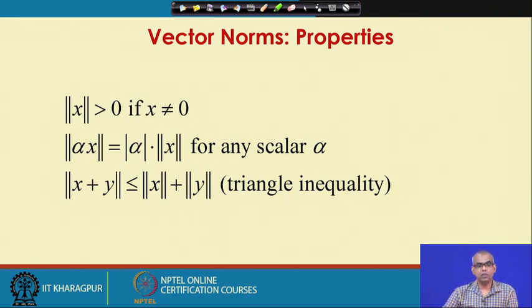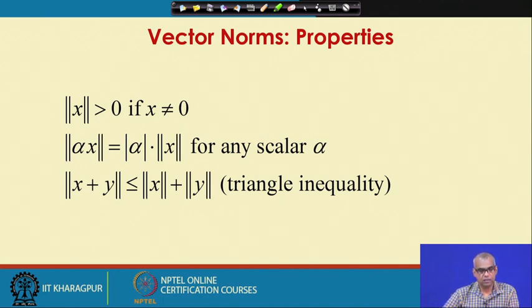Here are some properties of vector norms. The norm of a vector is greater than 0 if x is not equal to 0. So, if x is not equal to 0, the norm of a vector, which represents the length or magnitude of the vector, is always greater than 0. Consider vector x, consider a scalar alpha. So, the norm of alpha x is equal to the absolute value of alpha times the norm of x.